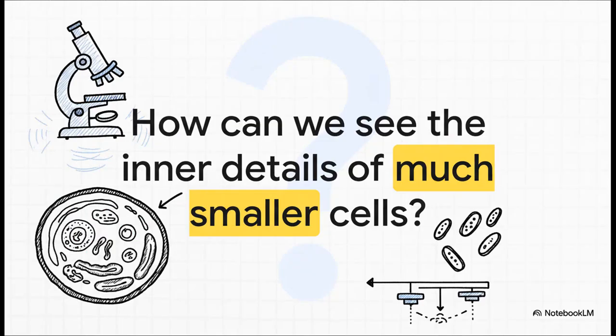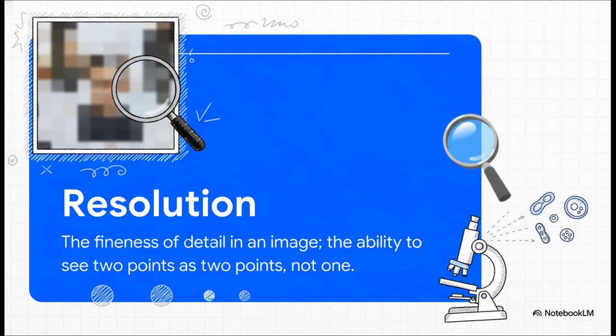So that brings up a pretty big problem, right? If a regular light microscope is already pushing its limits to show us the details inside a big eukaryotic cell, how in the world are we supposed to see the even tinier structures inside a bacterium? The answer isn't just about making things bigger, it's about something called resolution. Resolution is all about clarity, about seeing fine detail.